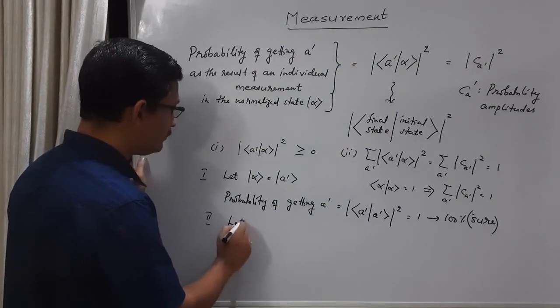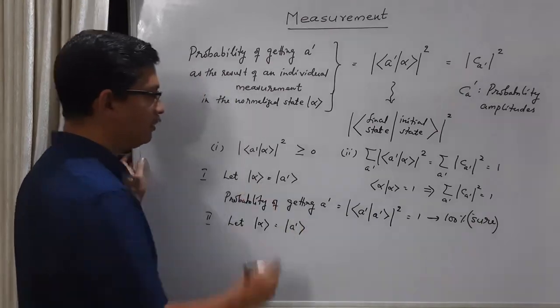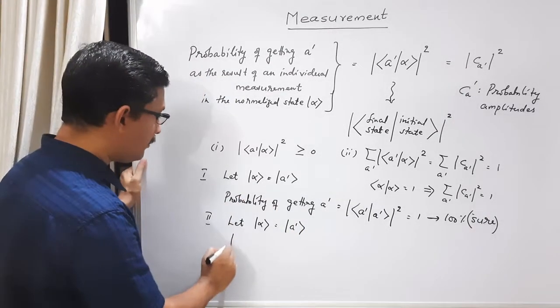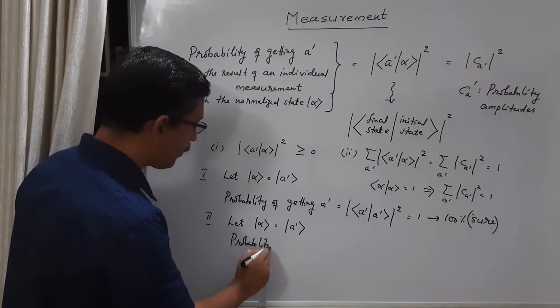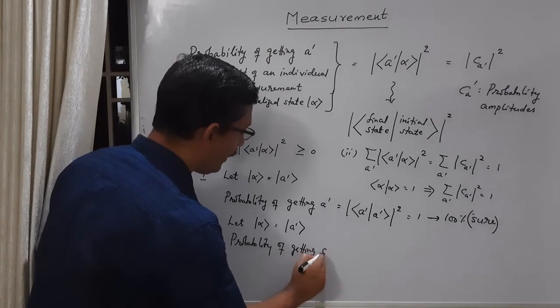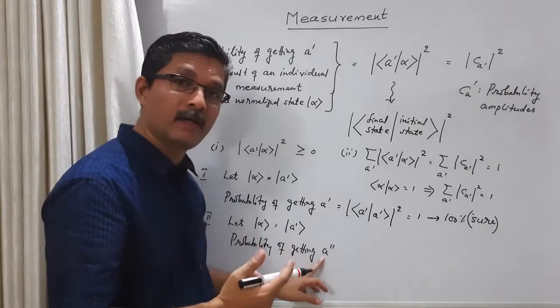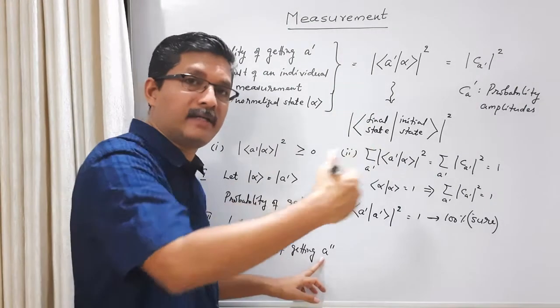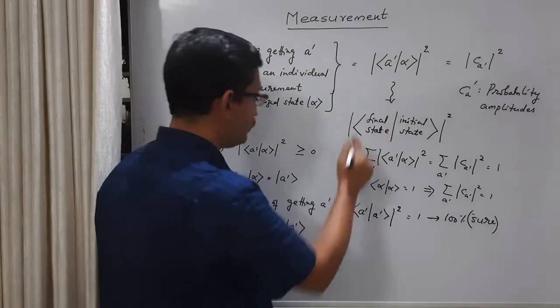Again, let ket alpha equal A prime. We start with one of the eigenkets. This time I will calculate the probability of getting A double prime, I mean, an eigenvalue corresponding to a different eigenket. What is the probability? Let us calculate according to this equation.